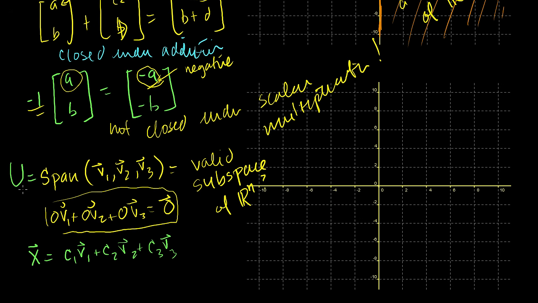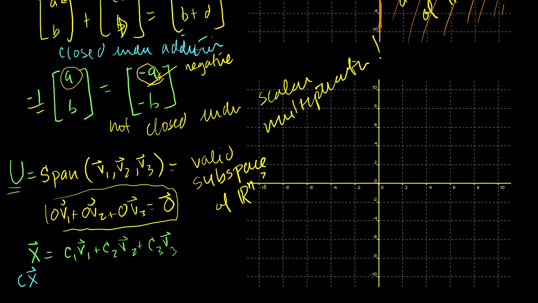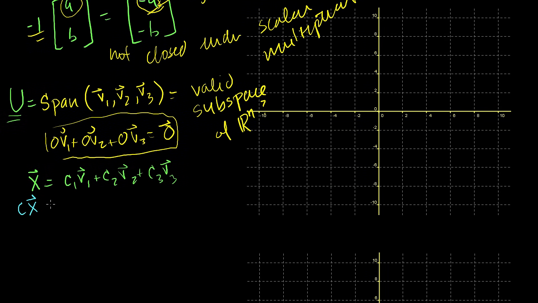Now, is this set closed under multiplication? Well, let's multiply this times some arbitrary constant. Let me use a different constant, a. What is a times x? Well, it's a times c1 times v1, I'm just multiplying both sides of this equation times a, plus a times c2 times v2 plus a times c3 times v3.